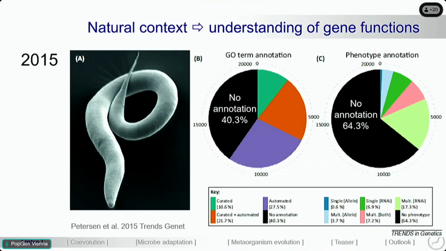Why is this relevant? We pointed out 10 years ago in a review paper that a large part of the C. elegans genome is still not understood. What you see here is all of the genes in the genome that have different kinds of annotations, and the black part is the important one. These are the genes in the genome without any GO-term annotation. And on the right, the percentage of the genes without any kind of phenotype annotation. That was 10 years ago.